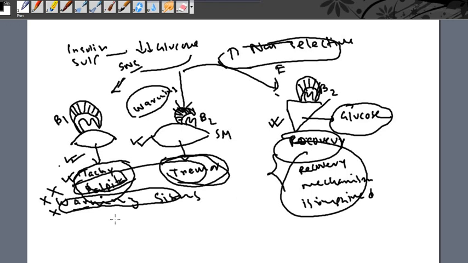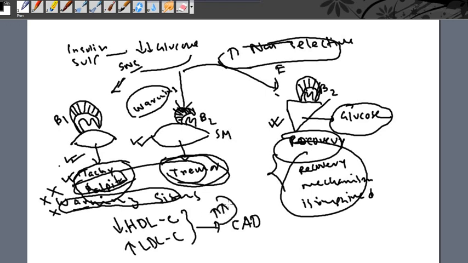Moreover, beta blockers also decrease the HDL level, that is good cholesterol, and they tend to increase the LDL level, that is bad cholesterol, and that increases the risk of coronary artery disease, right?